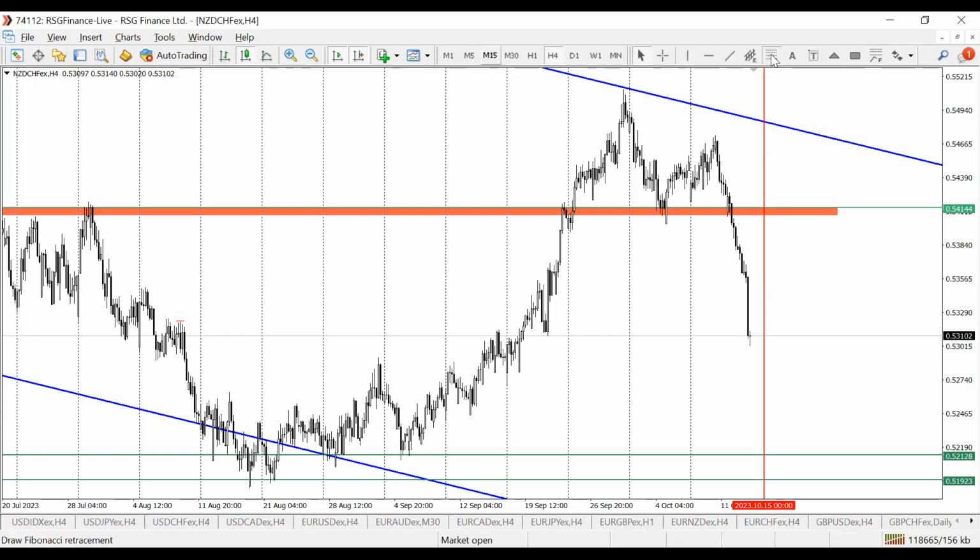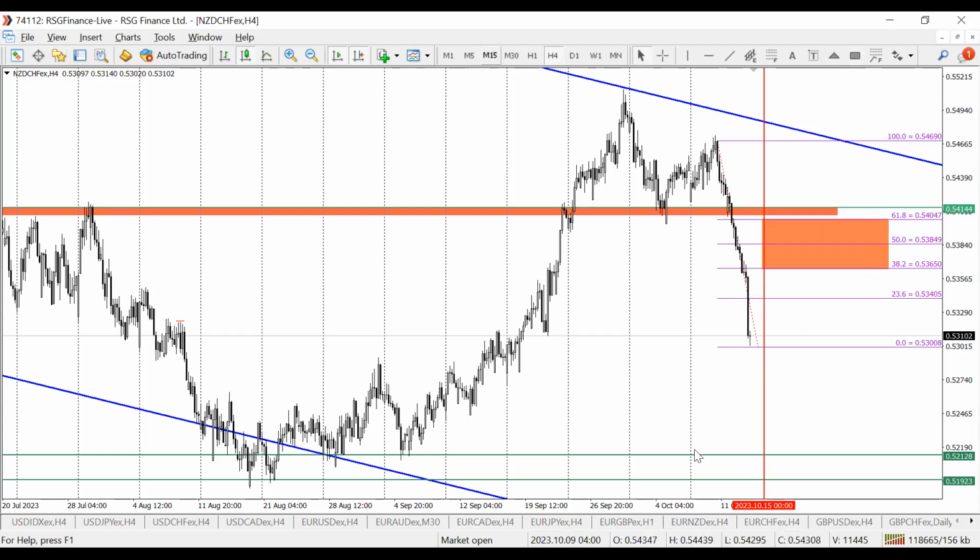So I'm going to be looking for some level of correction, okay? I wouldn't just want to jump in on this trade. I'm going to be looking for some level of correction into the 38, 50, or 61 level. Then I start looking for my sell opportunities, okay? The target is already given. If we start seeing an immediate sell-off from here, I would like you to look out for your take profit at the 0.5212 level.